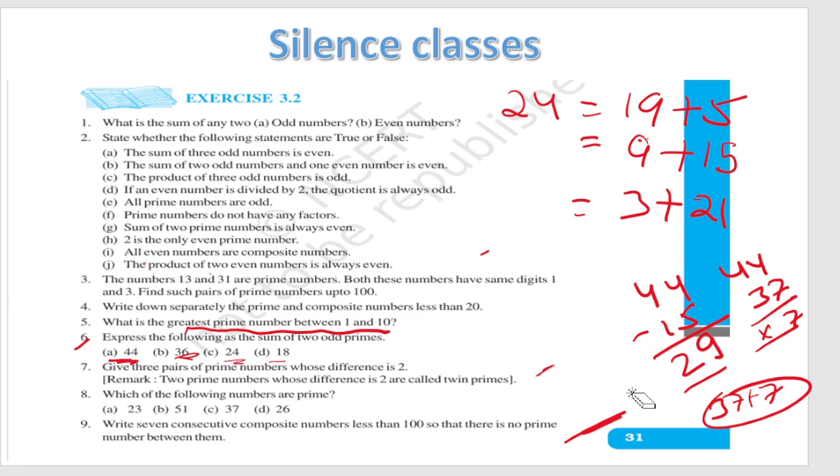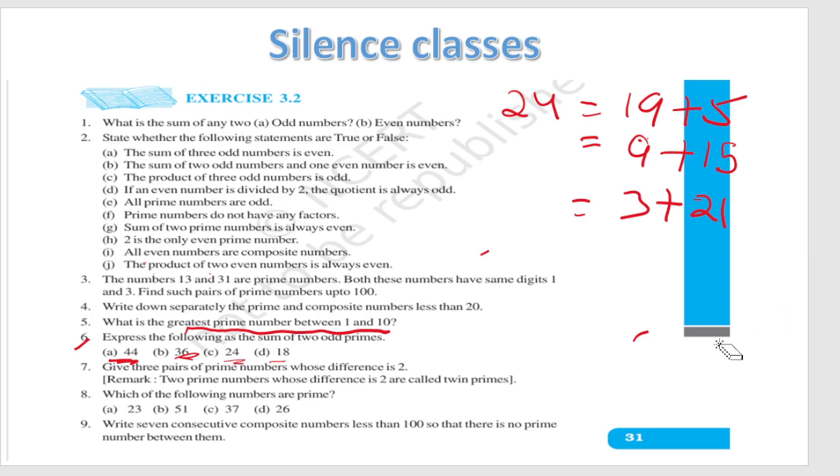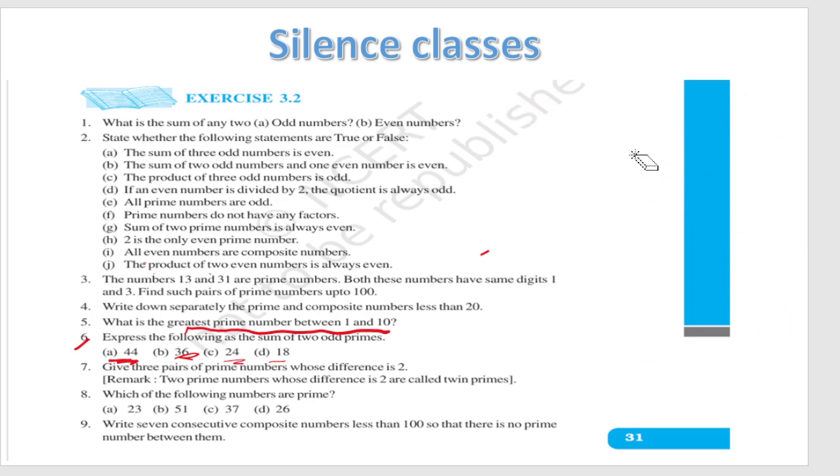I have already told you the sum of two odd numbers is always even. The sum of two odd numbers is always even. So this is the easiest way. Whatever odd numbers you can imagine, you can write them down and subtract from that particular number, and you will get the numbers you want.